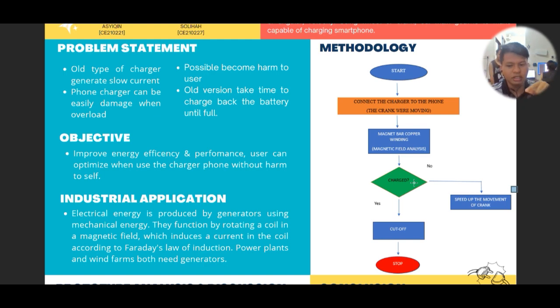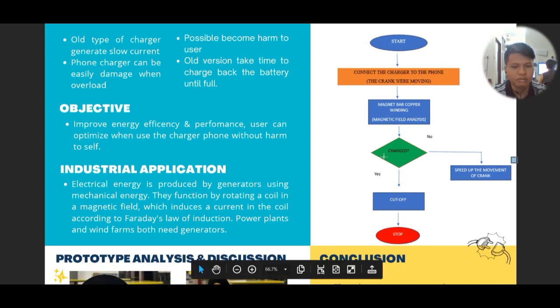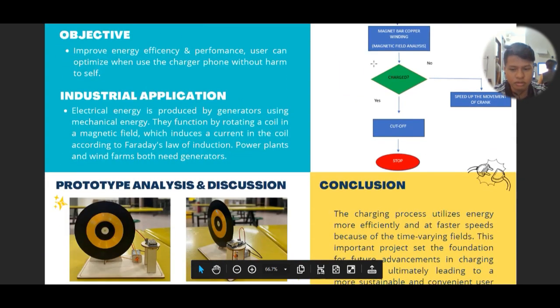When it is hard to make the crank constant, to supply constant current, because we're using our hand, right? So sometimes it's not enough to charge the phone, and sometimes you cannot charge the phone due to the not constant charging. So then we stop. So this is for the methodology.